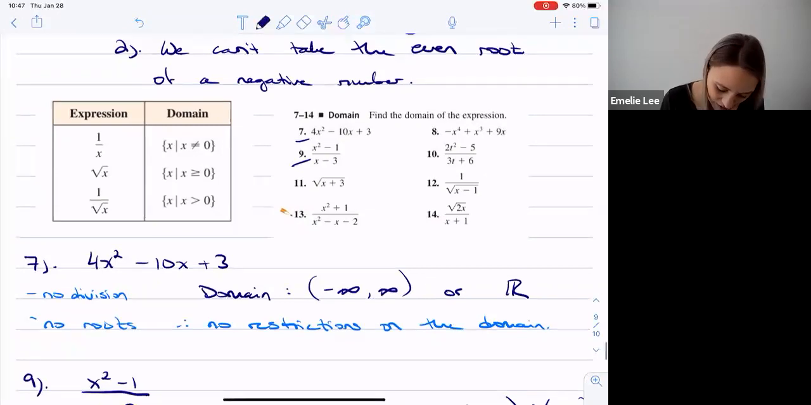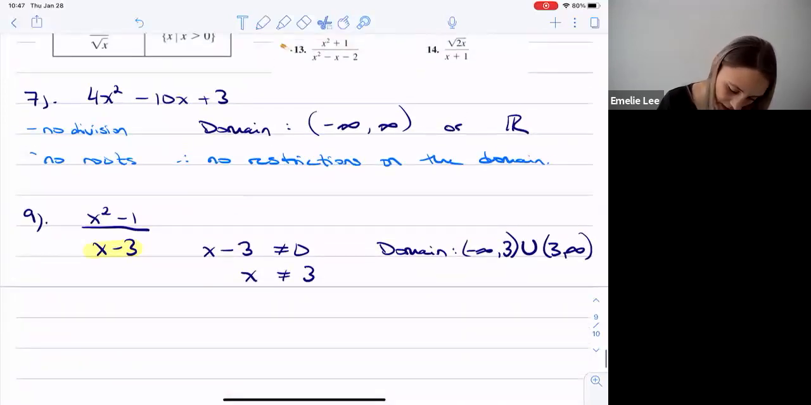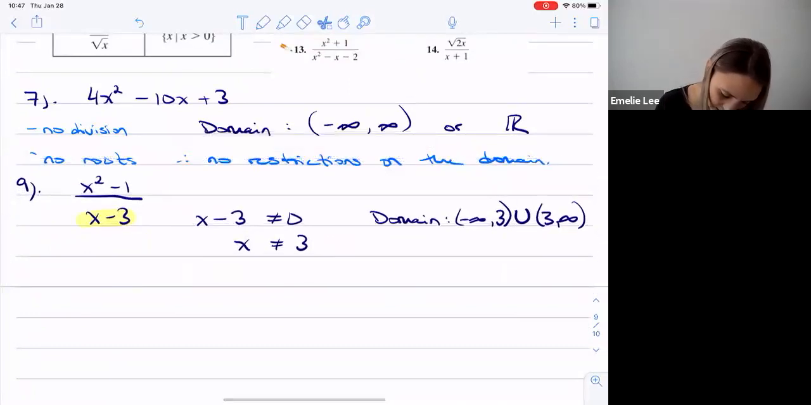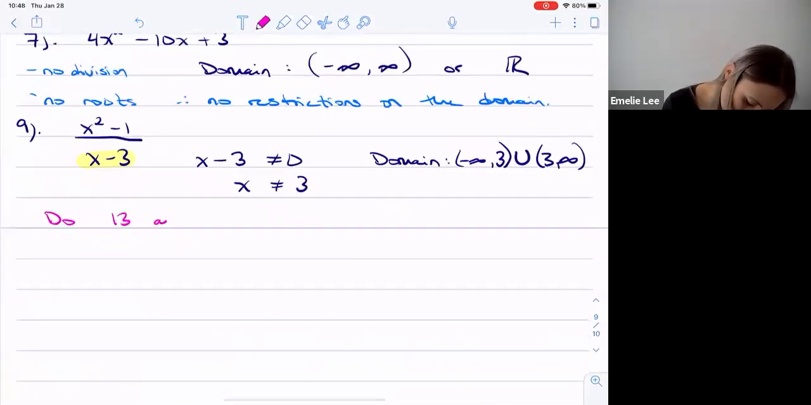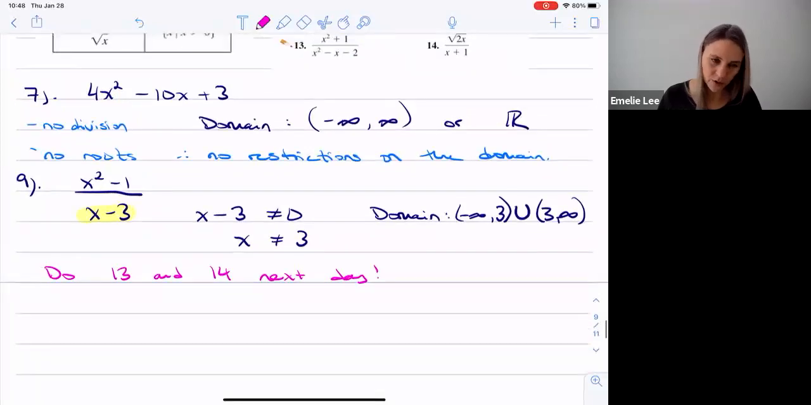And I'll need you to remind me, or I'll do my own reminder here. I'm gonna just move this up one line. Do 13 and 14 next day. Okay. So try that.